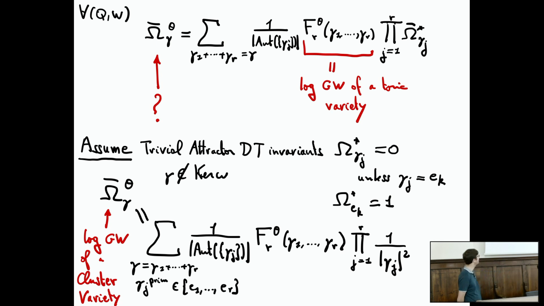But if you make the assumption that we argued last time happens in many situations, that these attractor DT invariants are trivial, then it shows essentially that these numbers omega are 0 or 1, and they are 0 unless you have a basis vector or you're in the kernel of this form. In this case, this part simplifies very much. And so you might hope that this full expression has a log Gromov-Witten interpretation, that the DT invariant itself is a log Gromov-Witten invariant. Now we'll explain that indeed this DT invariant has an interpretation as a log Gromov-Witten invariant of a cluster variety.